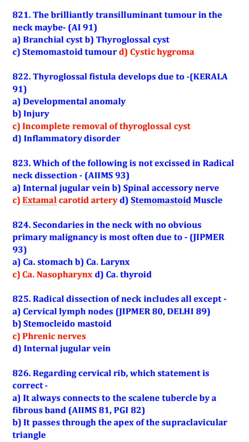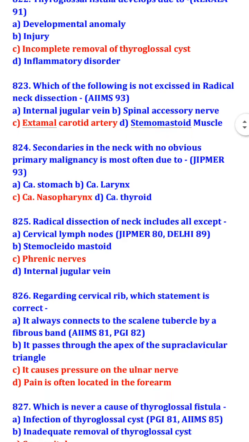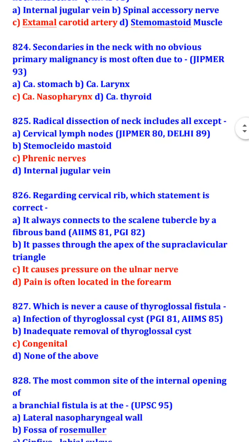Internal jugular vein, spinal accessory nerve, and sternocleidomastoid are excised. Secondaries in the neck with no obvious primary malignancy is most often due to carcinoma of nasopharynx. Radical dissection of neck includes all except phrenic nerve. So radical dissection of neck includes cervical lymph node, sternocleidomastoid, and internal jugular vein.